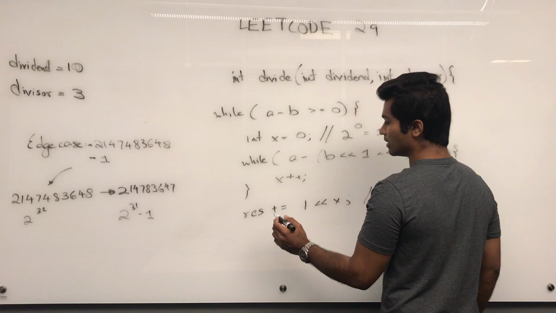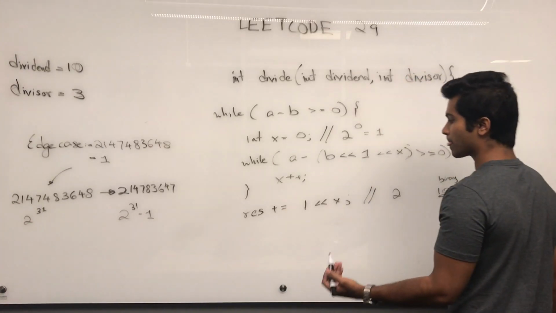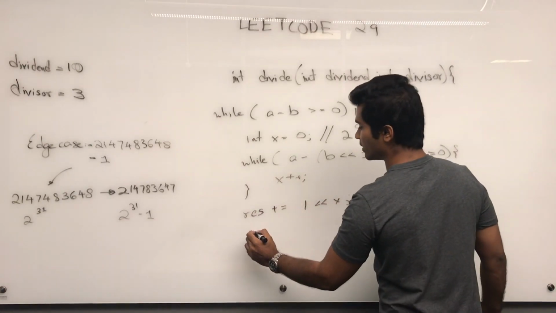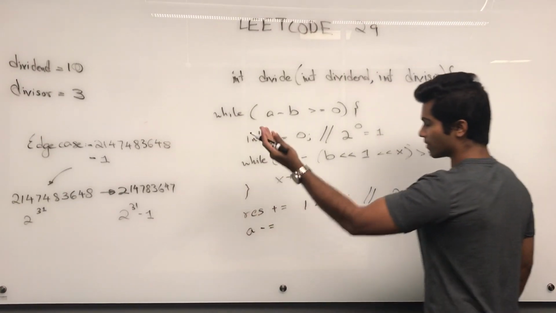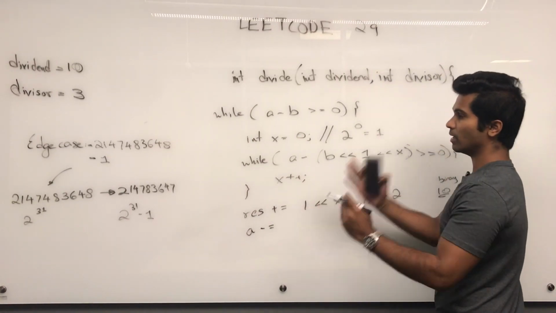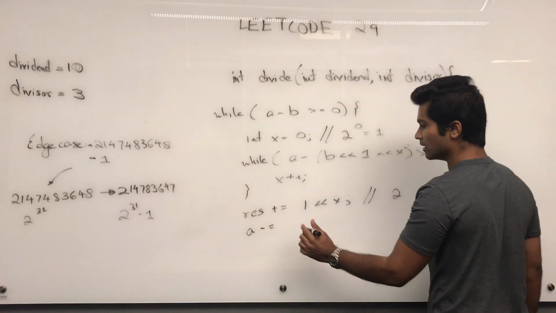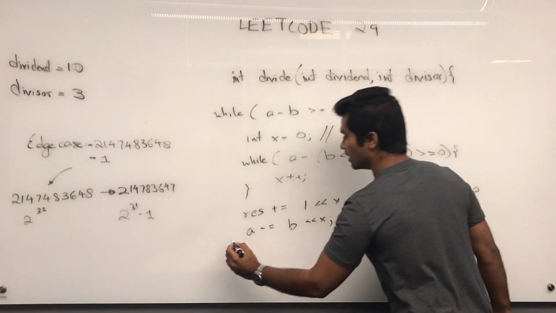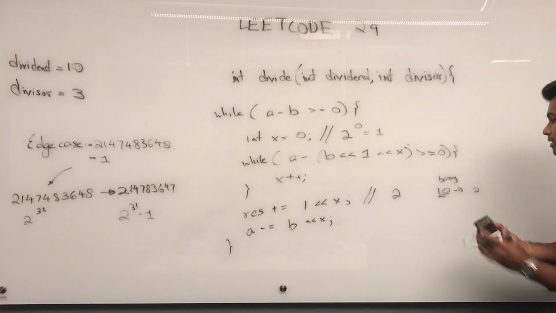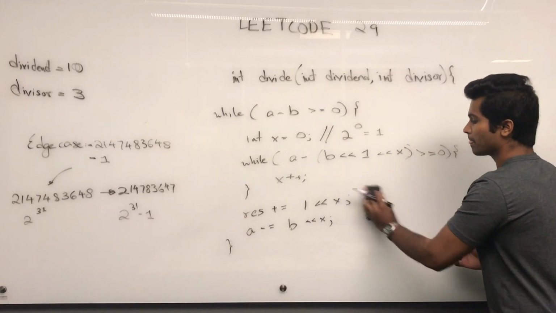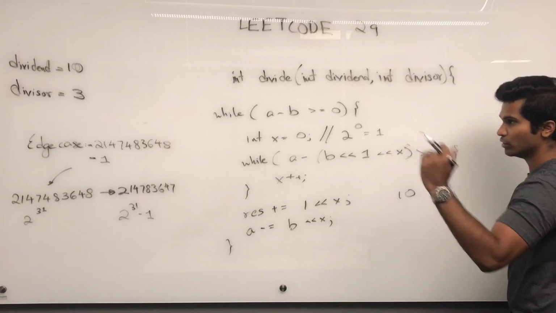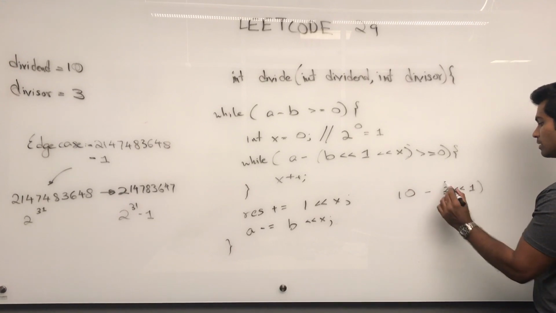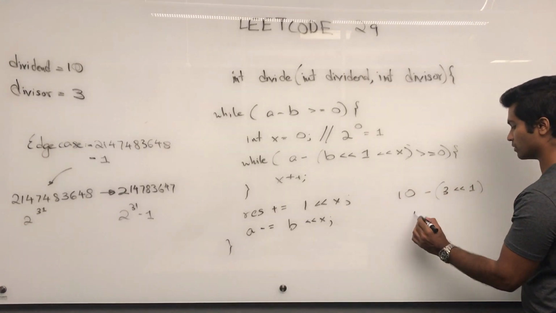Then what we're going to do is take away from dividend, right? So a, we're going to take away from that how many times we've doubled divisor. So we're going to shift b over x times. Now what that means is 10 is going to be reduced to 3 shifted over once. So this is going to be reduced to 4.